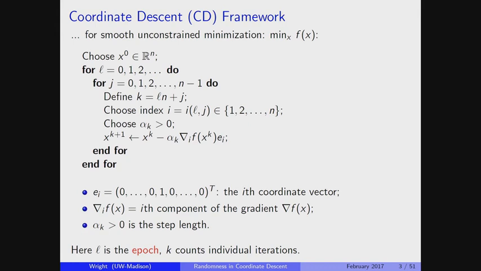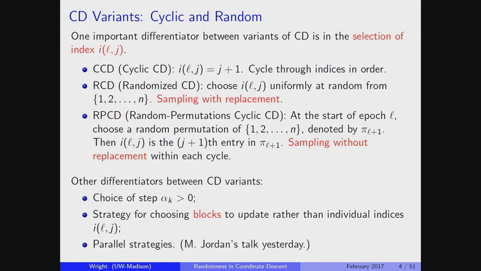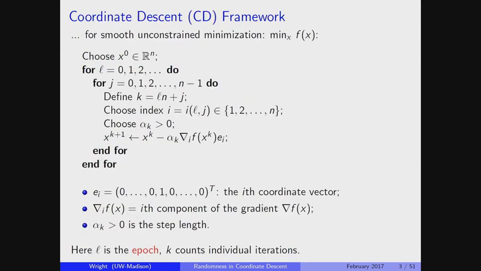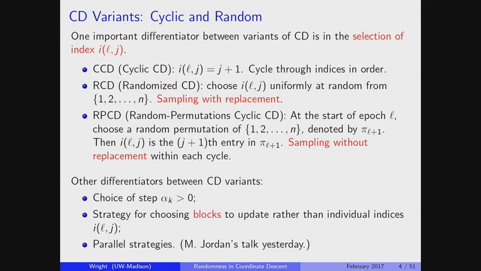Now the different variants are distinguished between different ways of choosing i. So I've organized the iterations here into two loops that sort of show up the difference between the variants. So the cyclic variant is the one where, on the inner loop, you cycle through the components in order from 1 to n. 1, 2, 3, 4 up to n, 1, 2, 3, 4 up to n. And so each l represents one epoch of computation, one complete cycle, one complete pass through the components. So that's the so-called CCD, or cyclic coordinate descent approach.